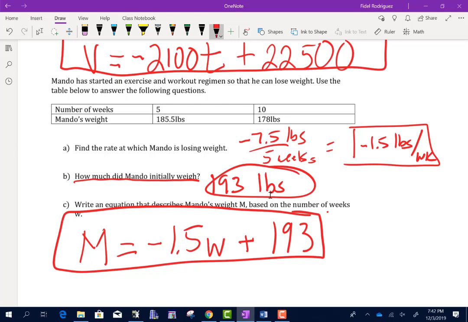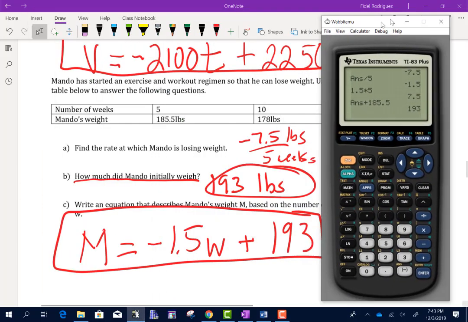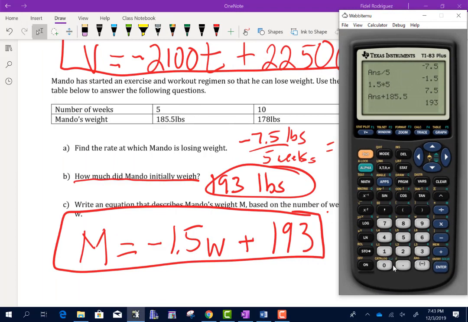How would I use an equation like that? So now think about it this way. We know that at 5 weeks he weighed 185.5, and at 10 weeks he weighed 178. Suppose you wanted to figure out what he was weighing, say, 15 weeks into it. Well, I would take negative, my bad, negative 1.5 times 15, and then I would add it to 193. So 15 weeks into it, he's going to weigh 170.5 pounds, right? Does that make sense? And we could keep doing that, right?